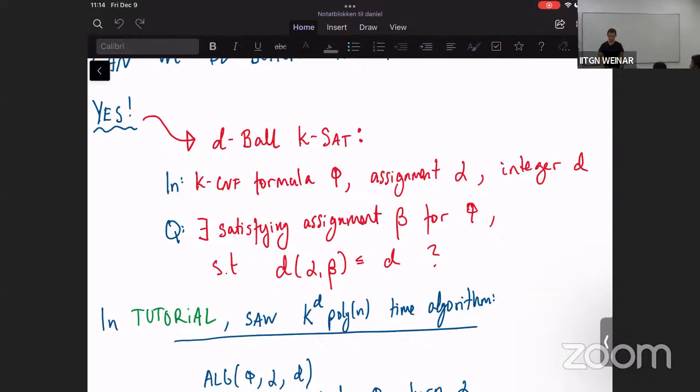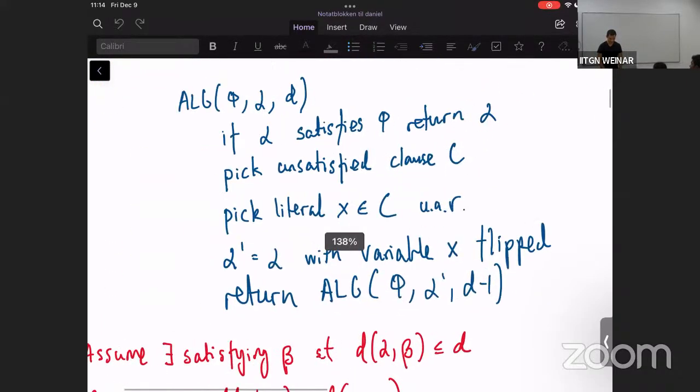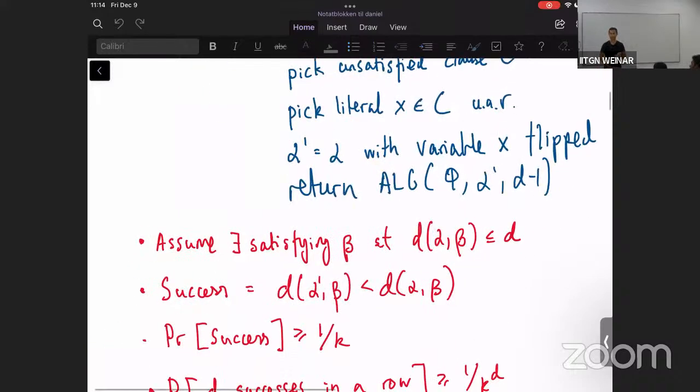Let me give you the algorithm in case you didn't have time to look at that problem. So if alpha already satisfies phi, you can return alpha. Otherwise, pick your favorite unsatisfied clause C, pick a literal from that clause uniformly at random, and flip it. And now with probability 1 over d, you're moving one step closer towards the unknown optimum solution alpha.